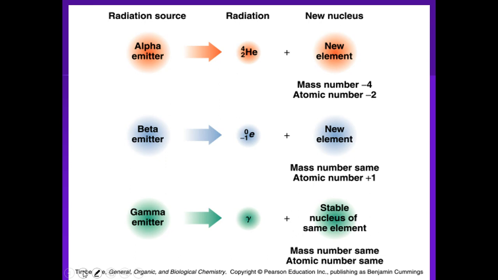And this will be the last slide. Hopefully you'll see where this fits. Alpha particle, here's what happens. The mass number goes down by 4. Atomic number down by 2. Beta particles, the mass number stays the same. The atomic number goes up by 1. Gamma, it all stays the same. Okay? That ought to do it.